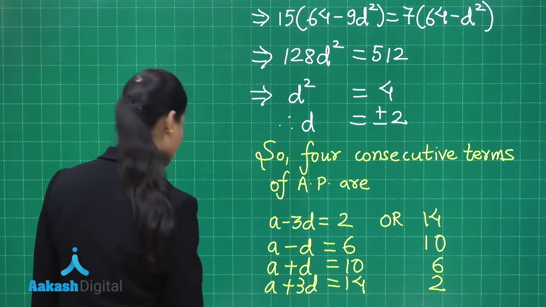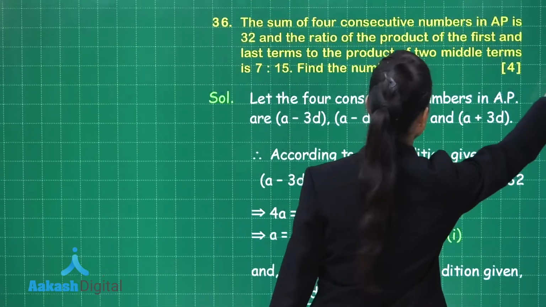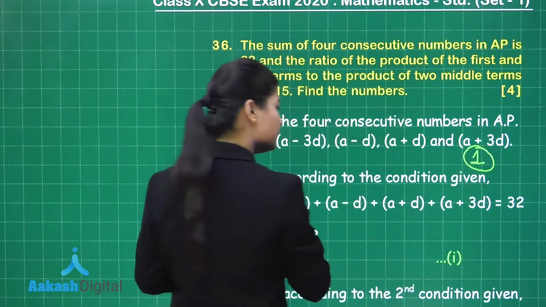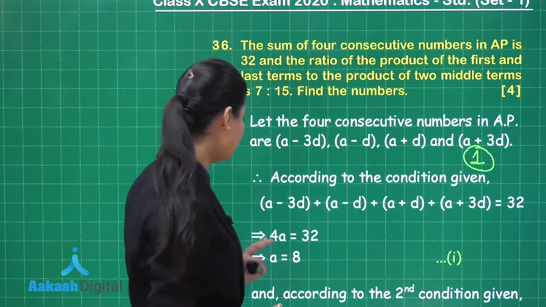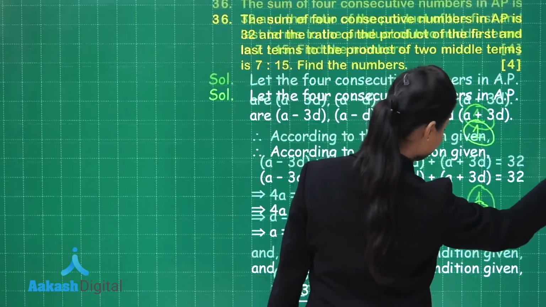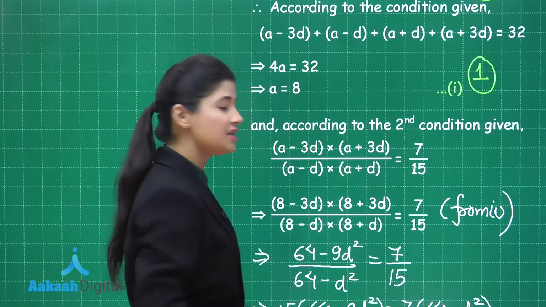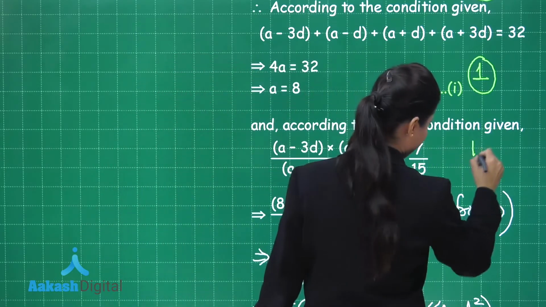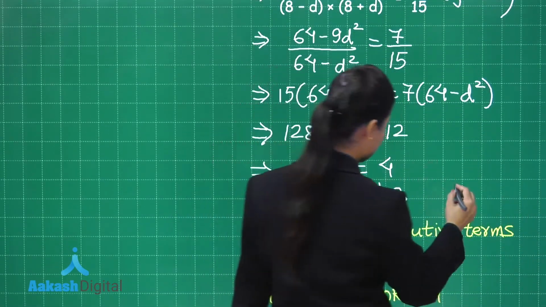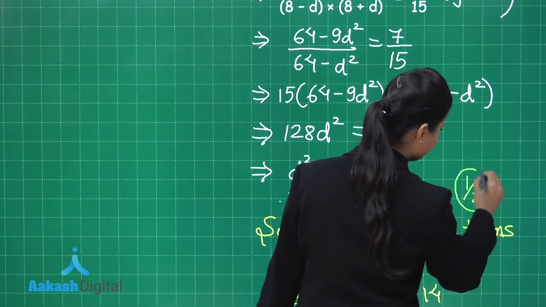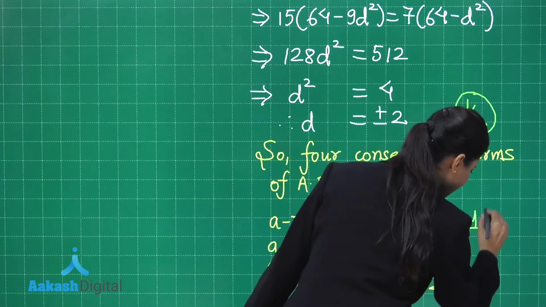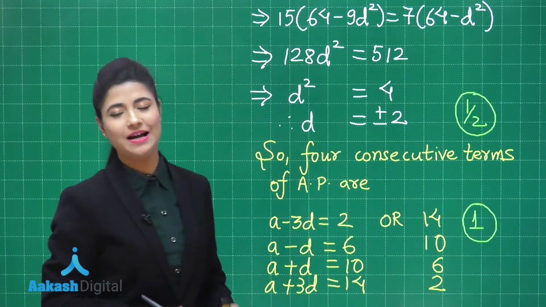So this was a 4-marker question where firstly, on considering these terms in AP, I'll be getting 1 mark for this step. Further, on considering the first condition and obtaining the value of A as 8, you get another 1 mark. After that, you have been given this condition where on solving this and substituting the value of A, you get half mark, and further you get half mark for obtaining the value of D. And finally, for obtaining these 4 consecutive terms of the AP, you get the rest 1 mark. That gives you a total of 4 marks for this question. I hope it's clear to you.